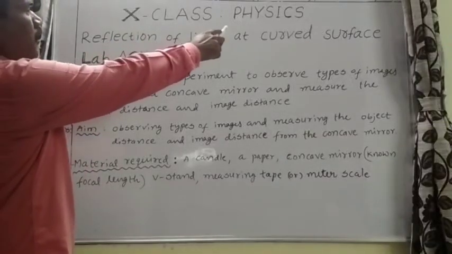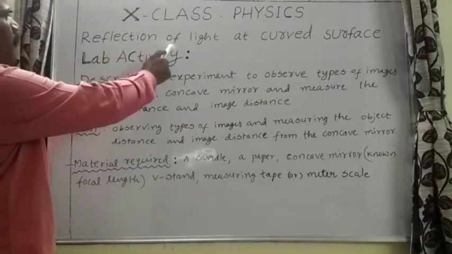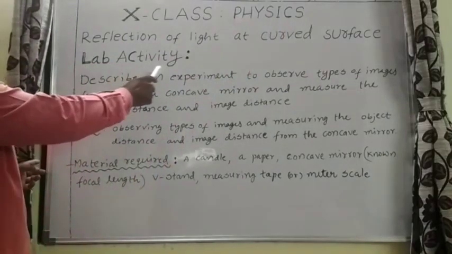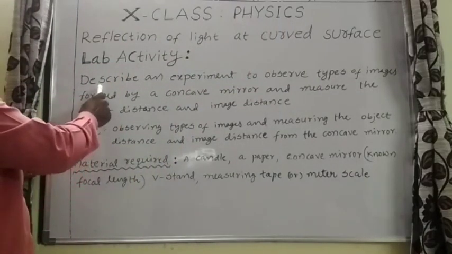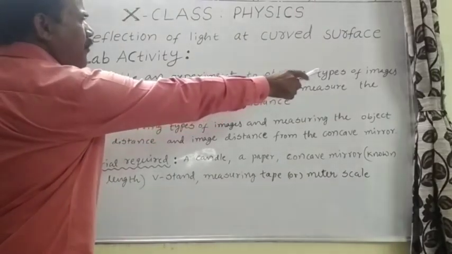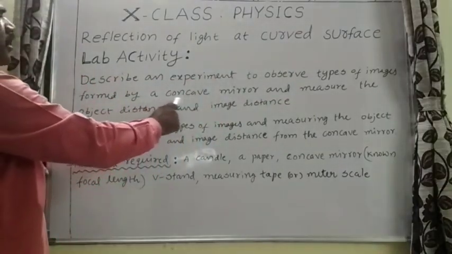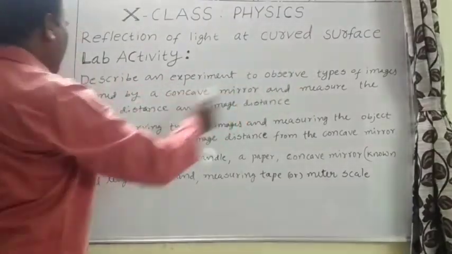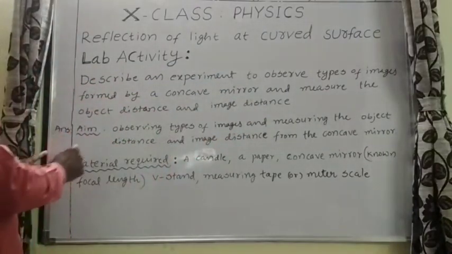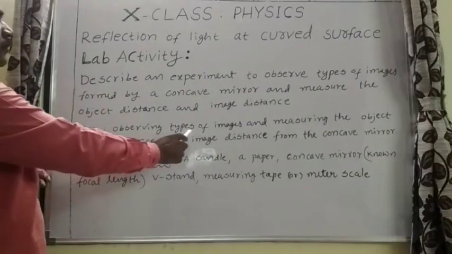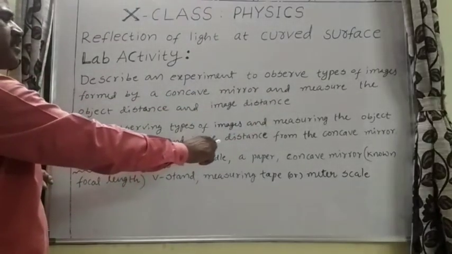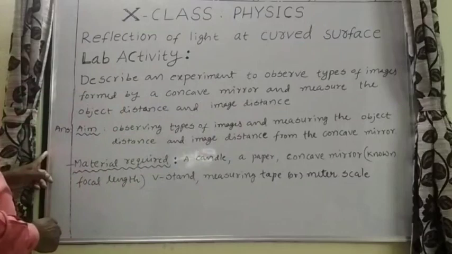10th class physics, reflection of light at curved surface. Lab activity 1. Describe an experiment to observe types of images formed by a concave mirror and measure the object distance and image distance. Aim: observing types of images and measuring the object distance and image distance from the concave mirror.